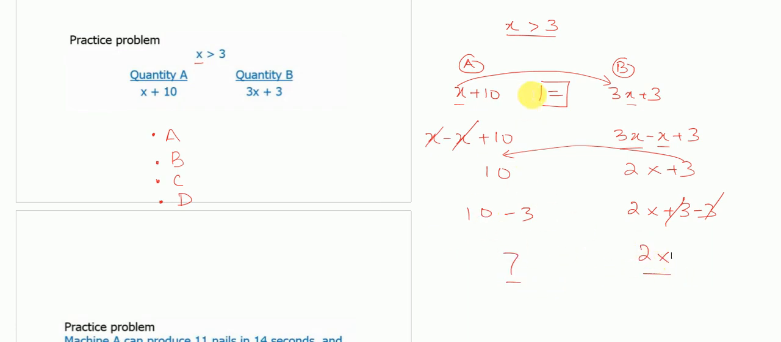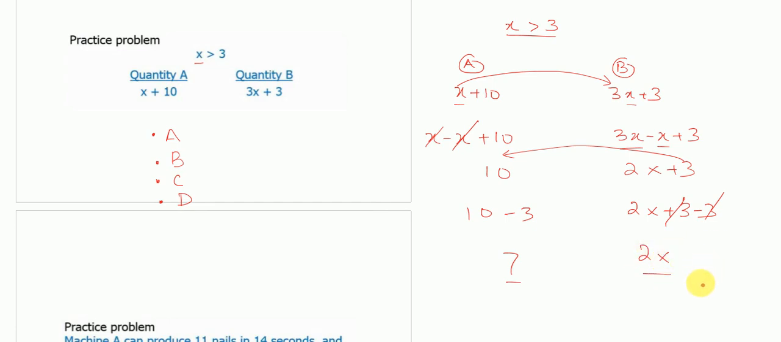All right, to be clear, remember, you should never write any logical operator between column A and column B. This was just to explain this concept. Now you have to compare these two values. So x is greater than 3.